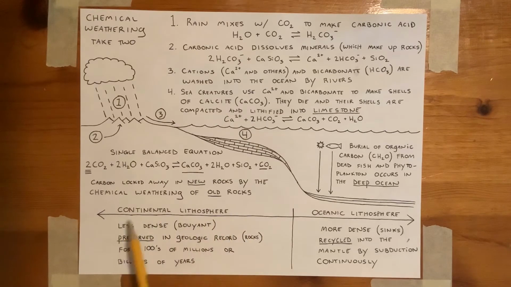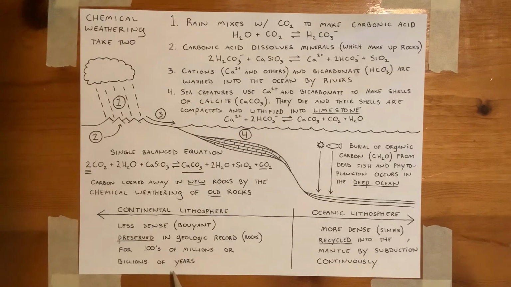So if you remember back to the first part of our class, talking about the different kinds of tectonic plates, the different kinds of lithosphere, we know that continental lithosphere is less dense than oceanic lithosphere, right? It's buoyant, it floats, and so that means that it's preserved for a very, very long time in the geologic record, right? In rocks. The rocks of continents stick around for hundreds of millions of years or even billions of years.